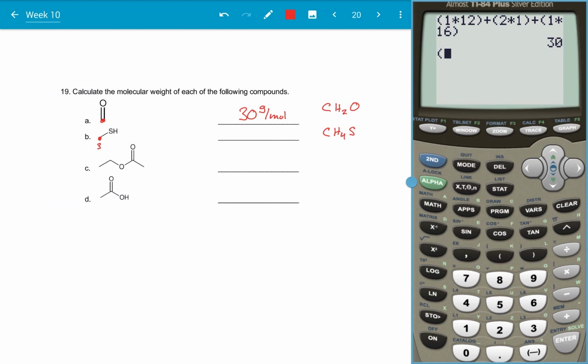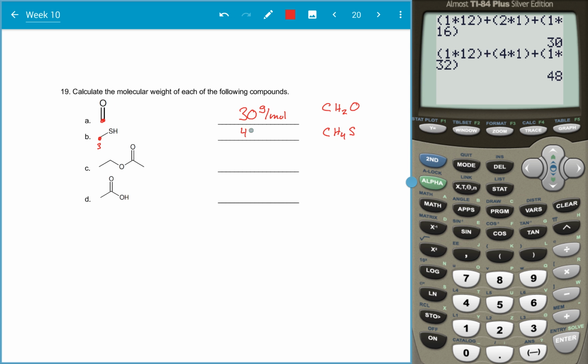So I have 1 times 12 plus 4 times 1 plus 1 times 32 to give me a molecular weight of 48 grams per mole.